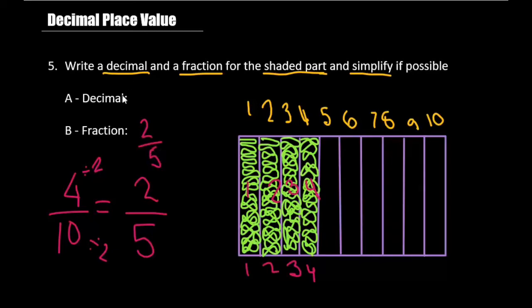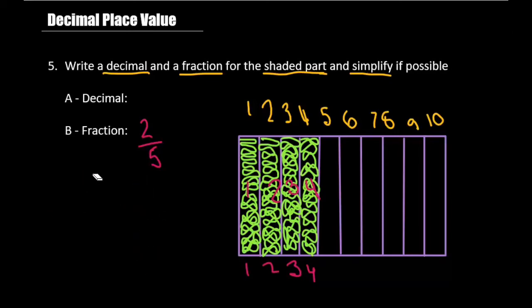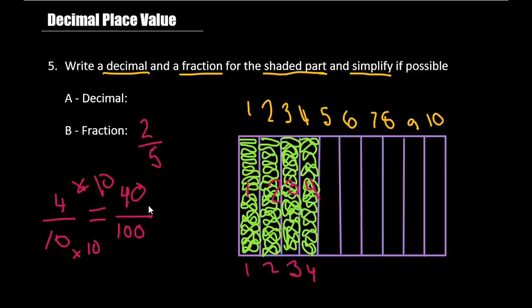But now we also want to find out what the answer is as a decimal. So our answer, before it's simplified, was 4/10. And 10 can be easily multiplied to become 100. 10 times 10 is 100. So 100 is our denominator because that's our whole. And 4 times 10 is 40. That 40 is our numerator.